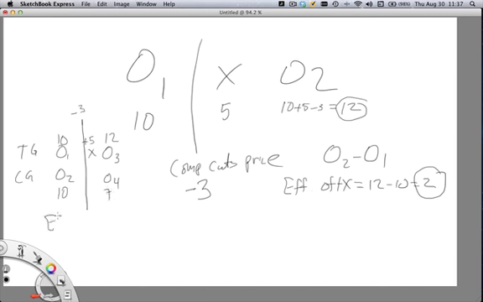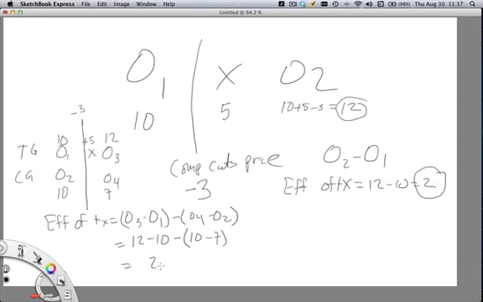Now, the effect of the treatment in this case is going to be O3 minus O1, so that's the effect on the treatment group, minus O4 minus O2. That's the effect on the control group. So let's see what happens. 12 minus 10 minus, okay, what do we have here? 10 minus 7, which is equal to 2 minus a -3, which is equal to 5.